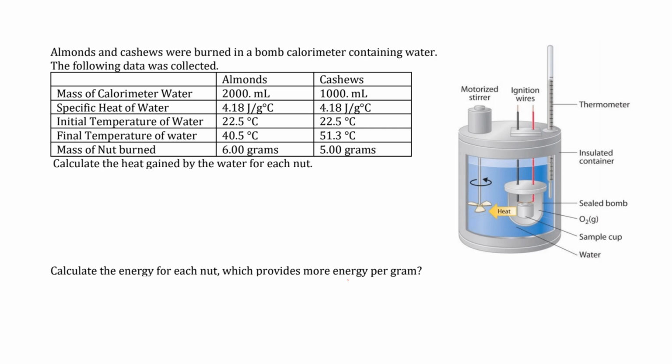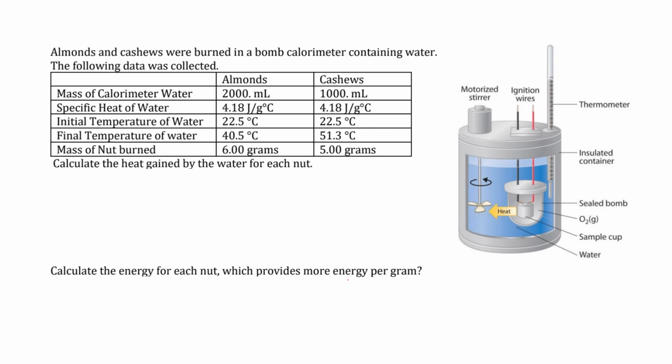Almonds and cashews were burned in a bomb calorimeter containing water. The following data is collected. You have almonds and cashews with a different mass of water for some reason. The specific heat of water is the same. Initial temperatures are the same. Final temperatures are different for both. The mass of the nut that was burned is 6 grams and 5 grams for almonds and cashews. So the question is, calculate the heat gained by the water for each nut.